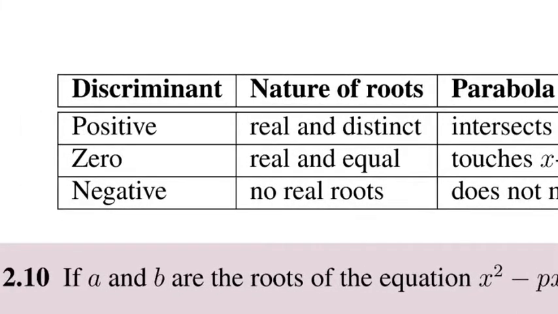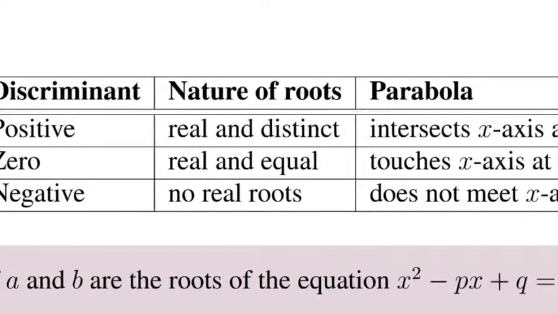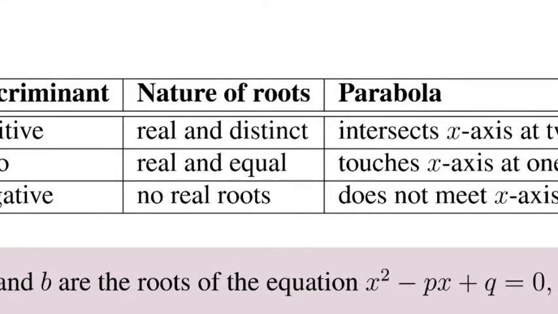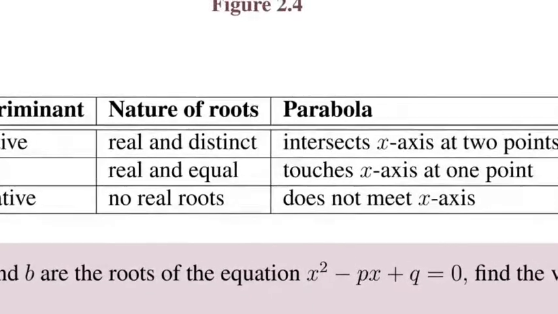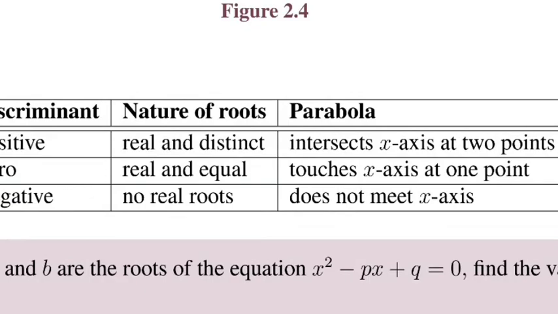If the discriminant value becomes negative, it means b square minus 4ac becomes less than 0. So there are no real roots. The parabola does not meet the x-axis. This is a very important result.